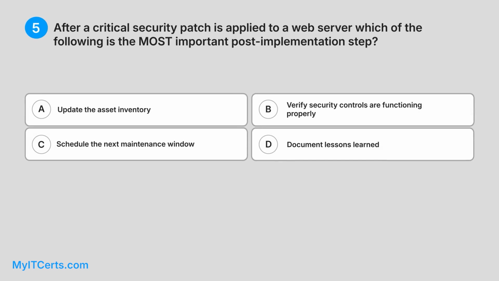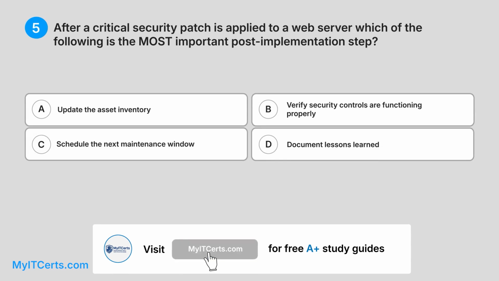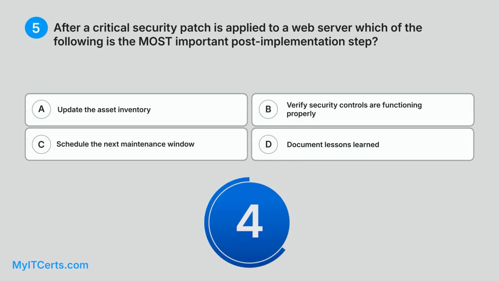5. After a critical security patch is applied to a web server, which of the following is the most important post-implementation step? A. Update the asset inventory. B. Verify security controls are functioning properly. C. Schedule the next maintenance window. D. Document lessons learned. Can you guess the answer?